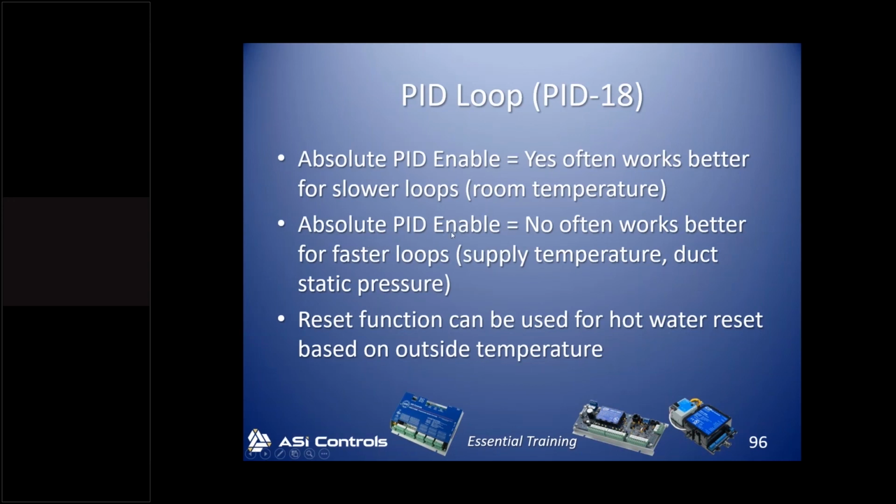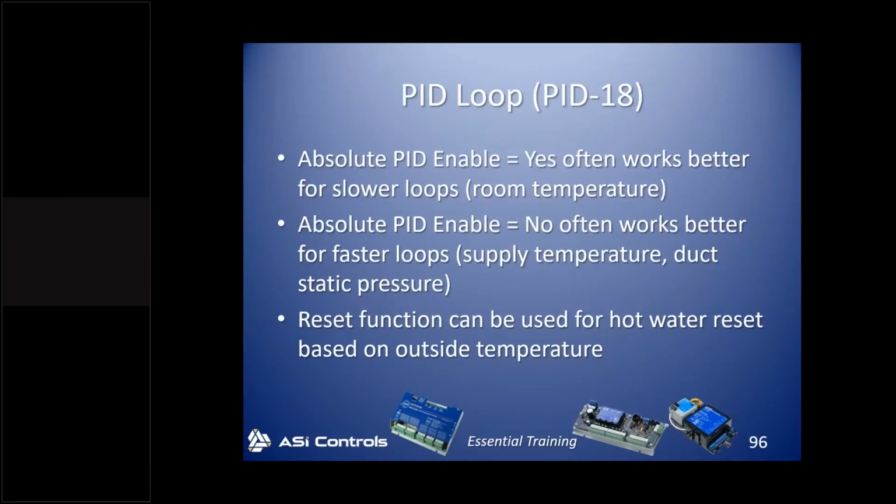So I have found that absolute PID enable equal to no, that's what we call the incremental calculation, tends to work better for something like static pressure. So absolute PID enable will be equal to no. Control set point occupied would be our static pressure set point. So if our static pressure set point was 1.5 inches, knowing that our input is also in hundredths of an inch, then for 1.5 inches, we would set control set point occ to 150.